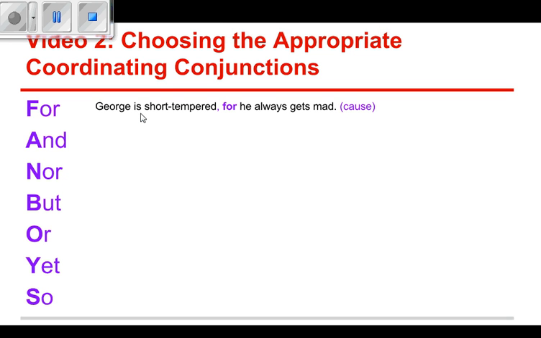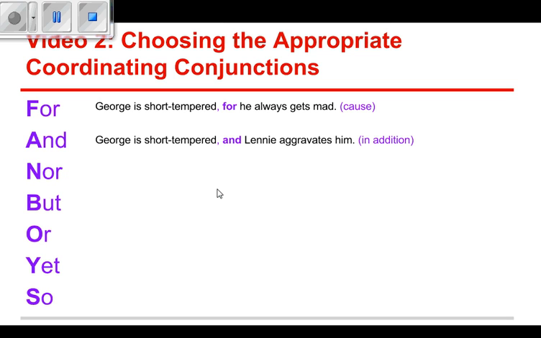George is short-tempered, for he always gets mad. When choosing the word for, you're always dealing with the cause in a sentence. So because George always gets mad, we can describe him as short-tempered. So that's when for would be appropriate here.